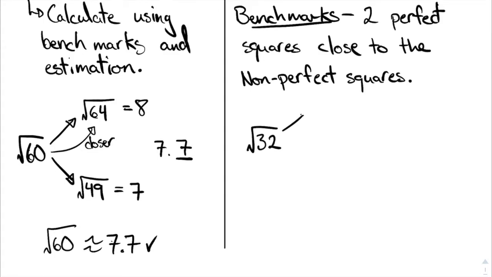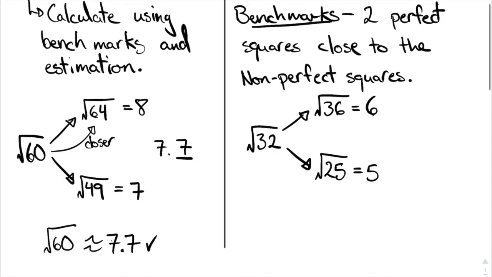What's the square root of 32? Well, the next closest above is 36, and the next closest below is 25. Square root of 36 is 6. And the square root of 25 is 5. So my answer has to be somewhere in between 5 and 6.